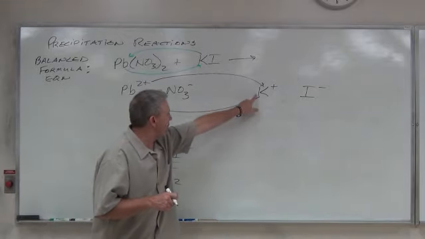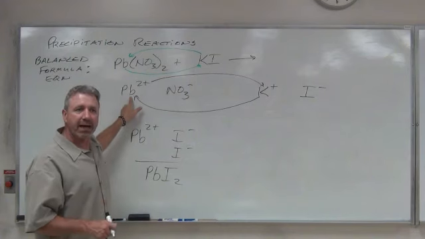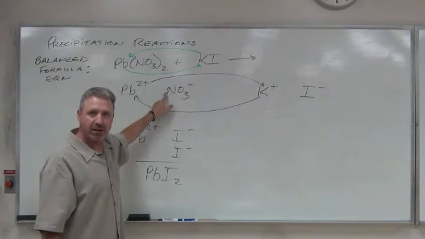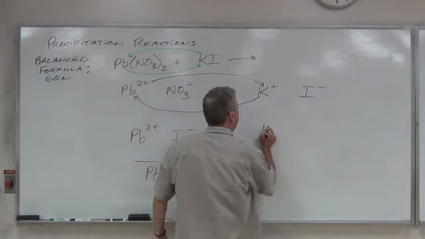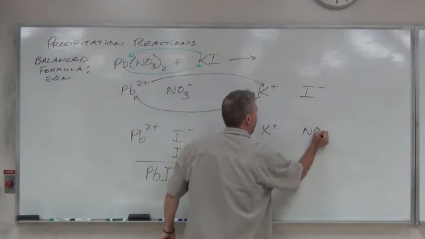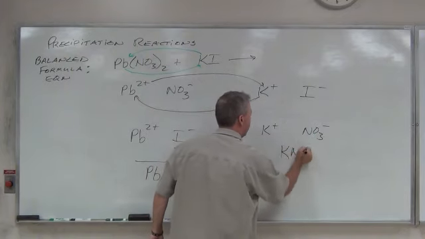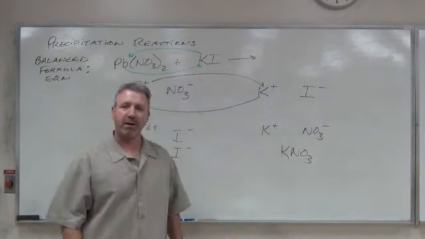I'm now going to swap the potassium for the lead 2. Now potassium is nitrate's partner. They swapped. I have K+, I have NO3-, plus and minus, they cancel out. There's my formula.